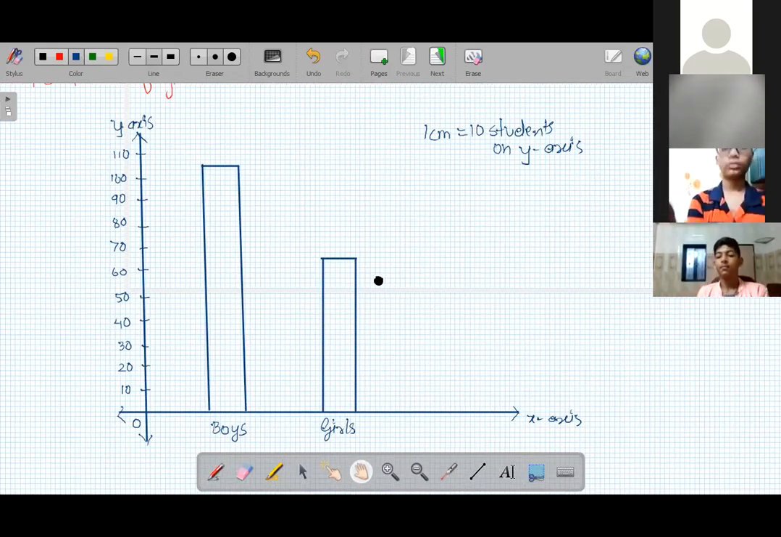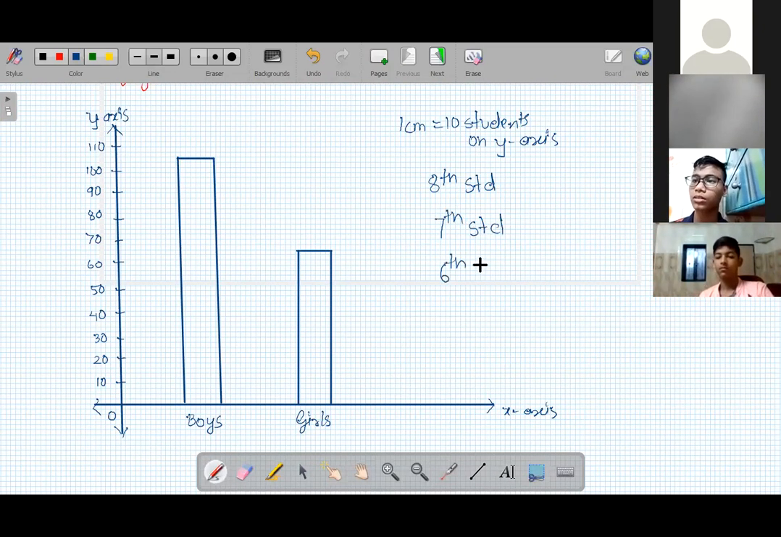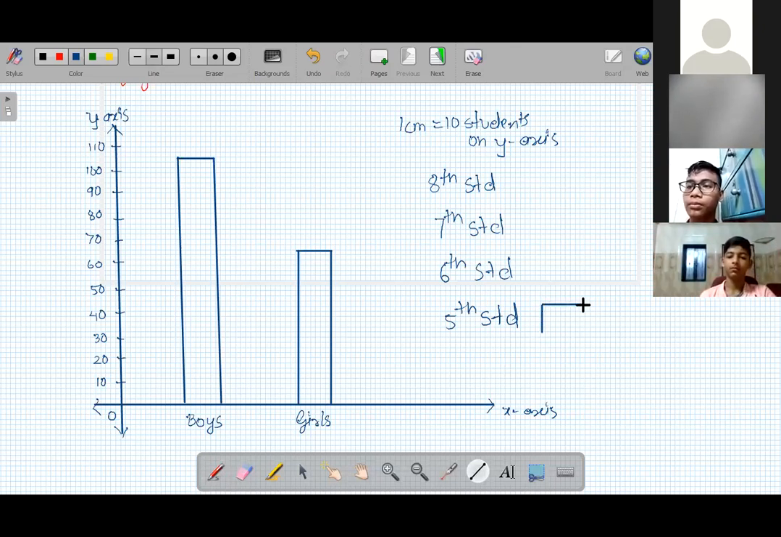So first what we'll do is we'll give notations for each of the standards. So we have 8th standard, 7th standard, 6th standard, and we have 5th standard. So in the graph book also we can use short form for standard. So we have to give notations now.